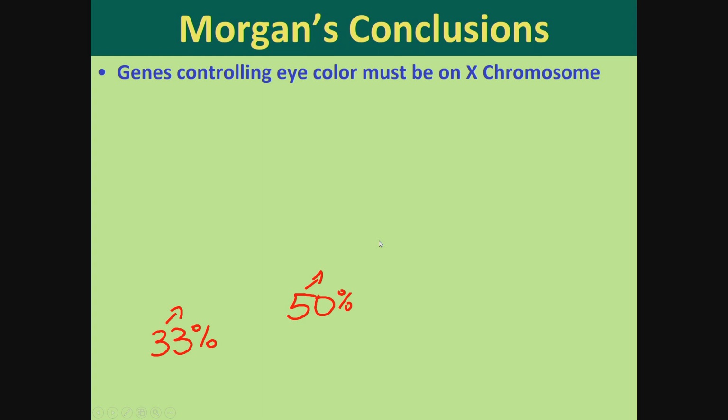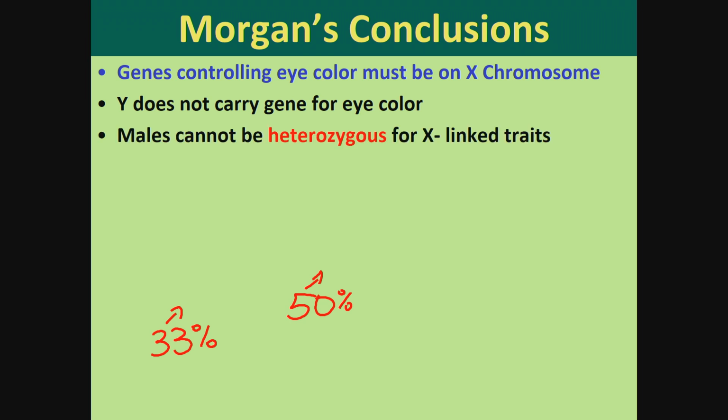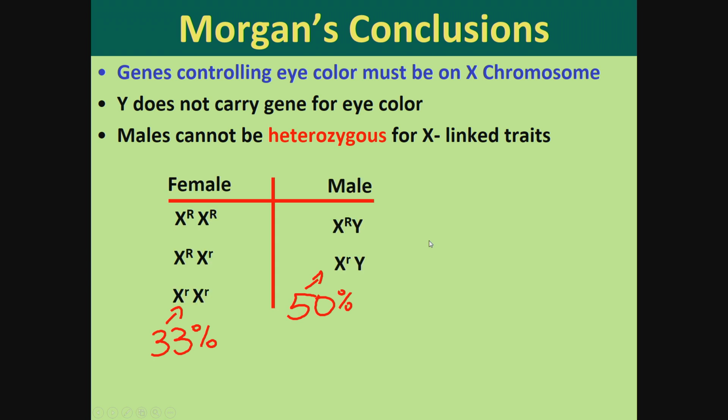Morgan concluded that genes controlling eye color must be on the X chromosome. The Y chromosome does not carry a gene for eye color, and therefore males cannot be heterozygous for X-linked traits. Females, just in terms of types of genotypes, have to have both alleles coding for the recessive trait, whereas males either do not have the trait or they do, 50% chance.